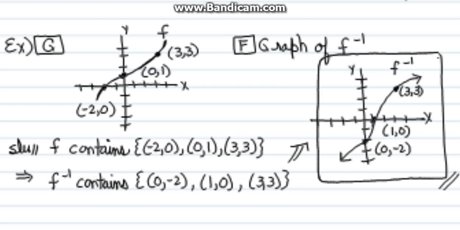Here we just took the original given picture of f, we took the ordered pairs, we flipped them around, and then we did the graph as best we could of the f inverse.